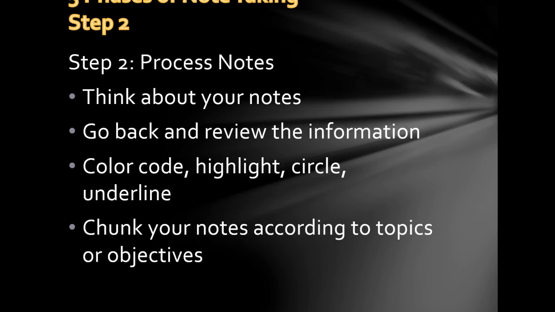Step 2, processing notes. After you've written your notes, you've done all of the pieces, you should be thinking about them. What that means is that you want to go back and review the information. You want to color code, highlight, circle, underline, and chunk your notes according to topics and or objectives. Based on what the topic is, you might color code certain things in yellow, blue, green, pink highlighter. You might underline certain key vocabulary words. You might circle terms that you feel like you need to go back and do a little bit more digging with.